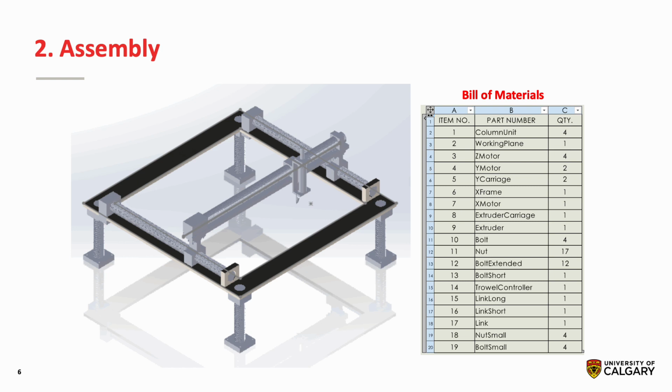Finally, the X motor, X frame, and extruder assembly could be assembled, completing the assembly of all the major components. The side trowel mechanism could be subsequently installed on the extruder housing. The final assembly of the printer should resemble the image as shown on the slide. A bill of materials with additional information on the individual parts and their respective quantities was also presented on the slide for your reference.